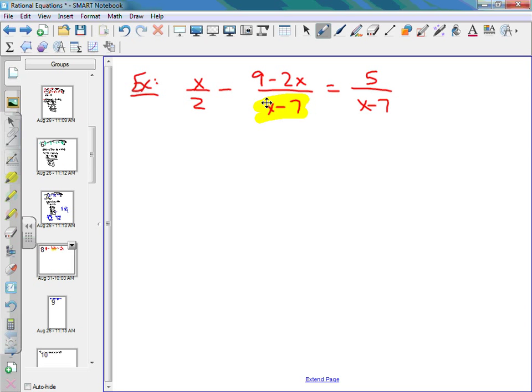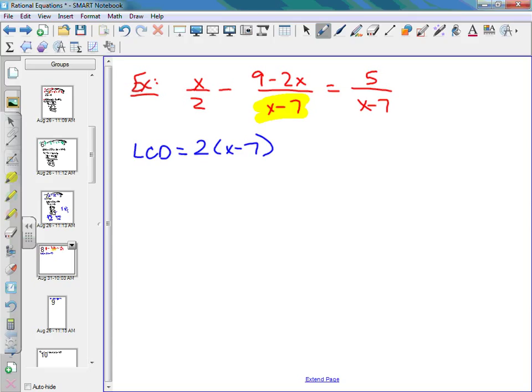I need to find my LCD. The procedure is still the same. When in doubt, multiply them together. 2 times x minus 7.